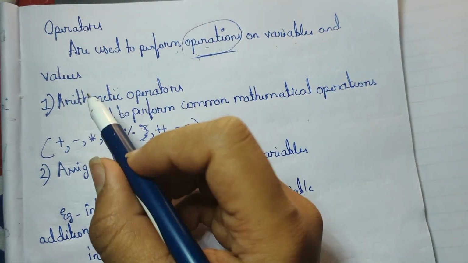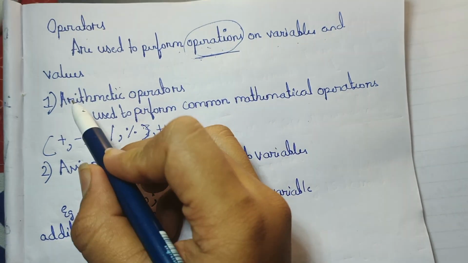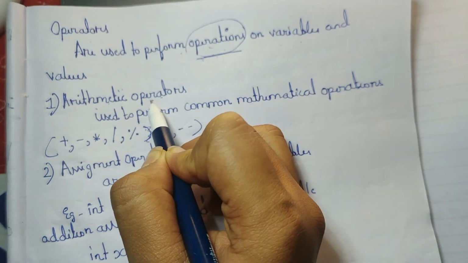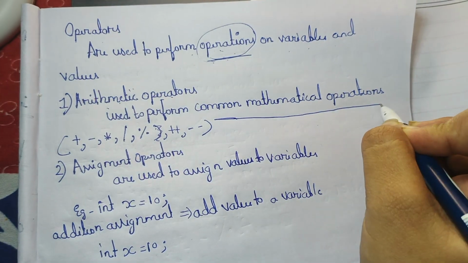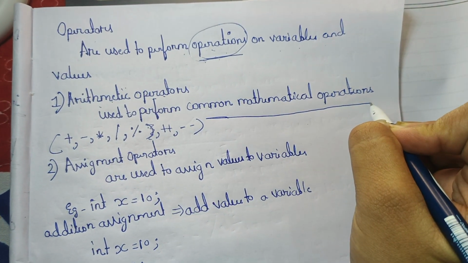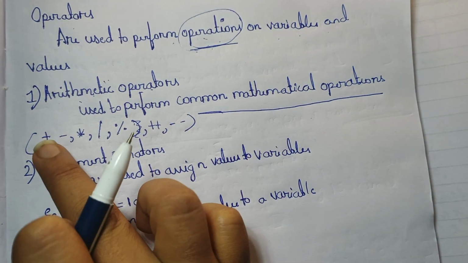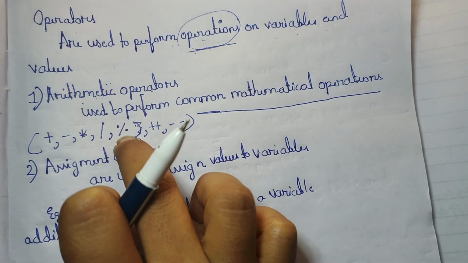After this, in operators, there are different types of operators. The first one is arithmetic operators. Arithmetic operators are used to perform common mathematical operations. Common mathematical operations means addition, subtraction, multiplication, division, and this is known as modulus.